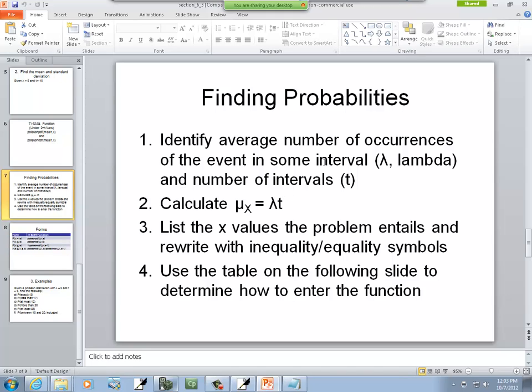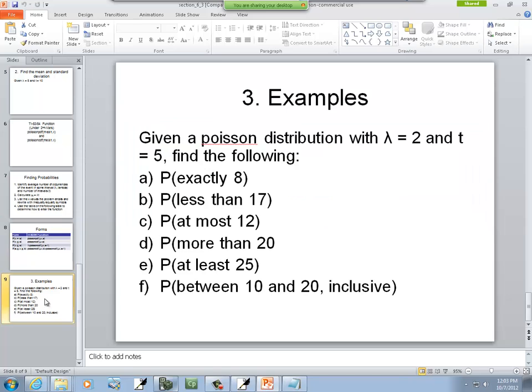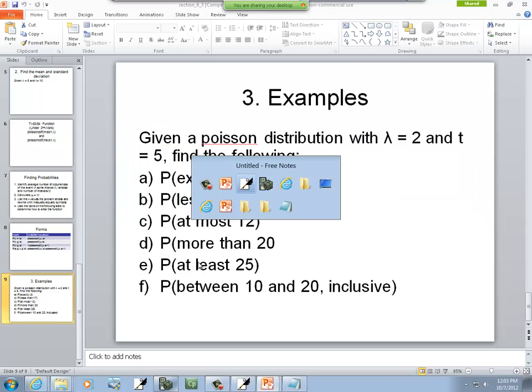Okay, so we want to identify lambda and T, and that's sometimes challenging. Calculate mu sub x, our mean, which is equal to lambda times T. List the x values the problem entails and rewrite with inequality or equality symbols. And then use a table on the following slide to determine how to enter the function. Now we've got 4 forms: x equals, x is less than or equal to, x is greater than or equal to, or x is between two numbers. We'll come back to this table. Let's look at some examples.